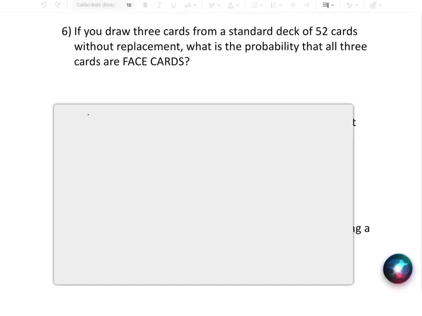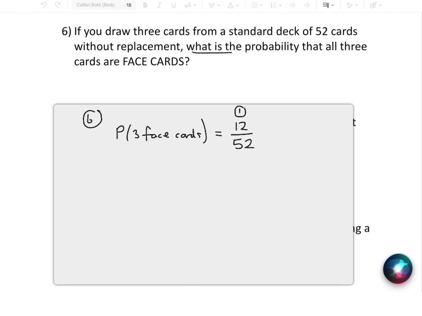Question 6. So you draw 3 cards from a standard deck without replacement. What's the probability of all 3 face cards? So basically, you want 3 face cards. Now, because we are talking about replacement, we're going to do it slightly different. And that is, well, there are 12 face cards, Jack, Queen, King of each one. And there are 52 cards altogether. So that's the probability of choosing a face card to begin with.